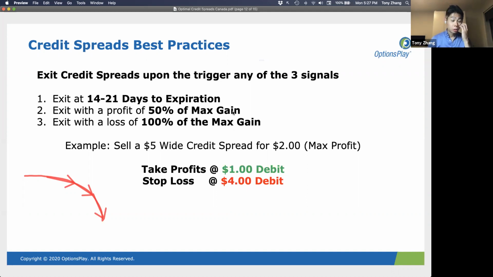Any particular order in closing the legs? No, you want to enter and exit the trades as a single trade. You never want to break up the legs.